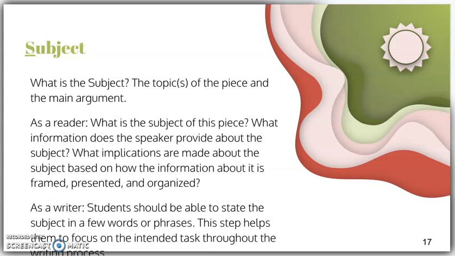So then we have the subject. So what is the topic or topics of the piece in the main argument? So as a reader, you have to consider, what is the subject? What is this person trying to convince me of? What are their sub-arguments? What implications are made, like, what things can be read between the lines, even if maybe a speaker doesn't come out and say specific things about a specific political candidate, how could we still glean about what they feel about that subject or about that person?